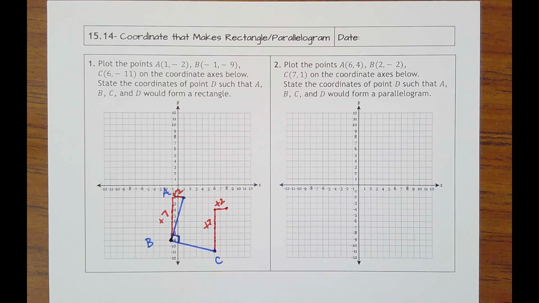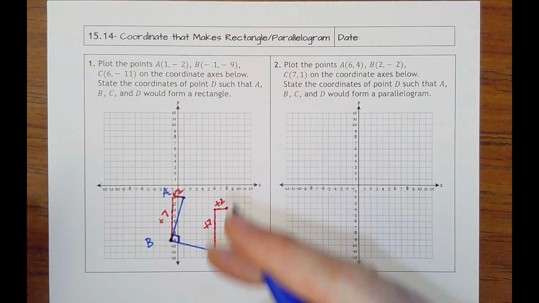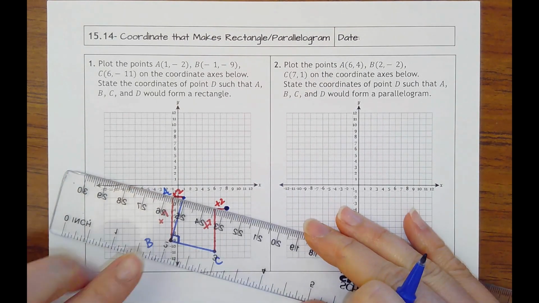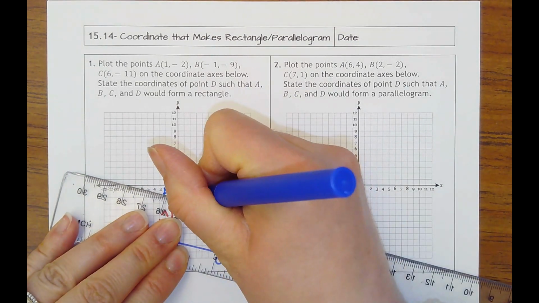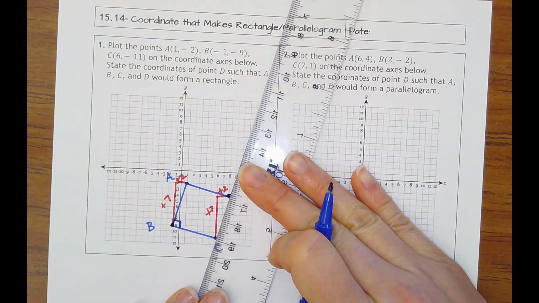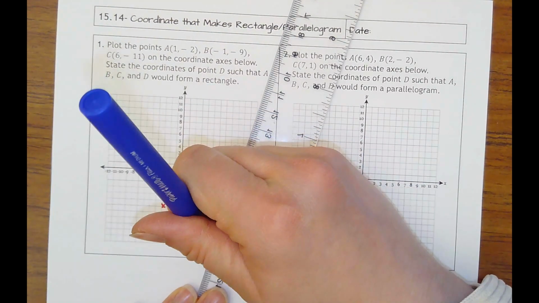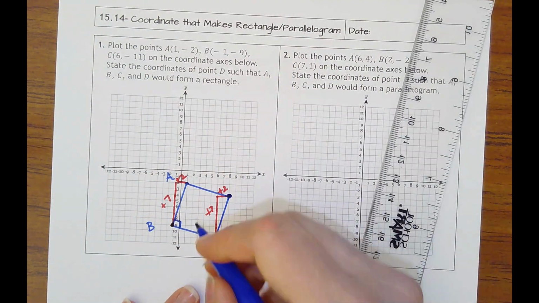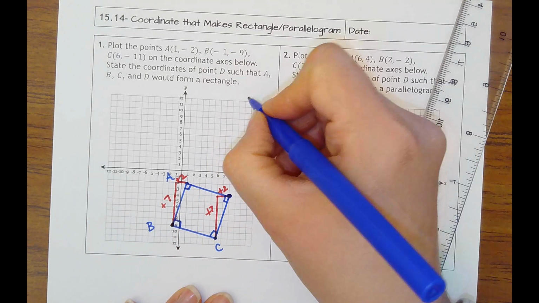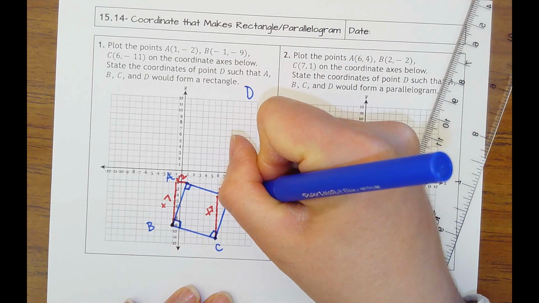And so if I put a point right now, it looks funny, but if I put a point right here and I finish the shape, let's see what it looks like. That looks pretty good. So that puts D at 8, -4.